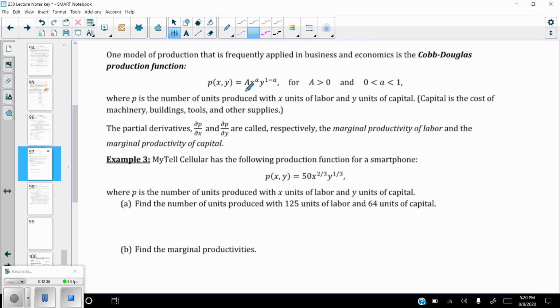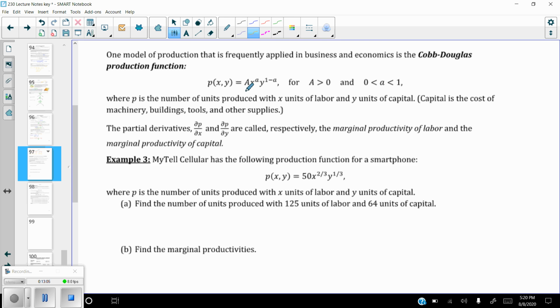P is the number of units produced with x units of labor and y units of capital. Capital is the cost of machinery, buildings, tools. Basically, it's your supplies. It's the things that you need. And then the labor is obviously how much you have to pay for people to do the work. So the partial derivatives dp dx and dp dy are called respectively the marginal productivity of labor and the marginal productivity of capital. Again, labor is the x, capital is the y.